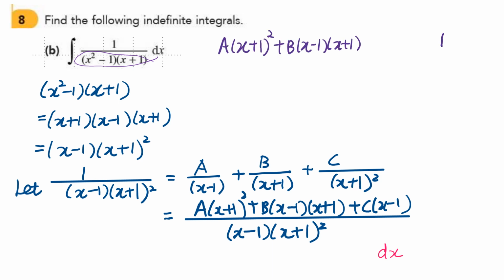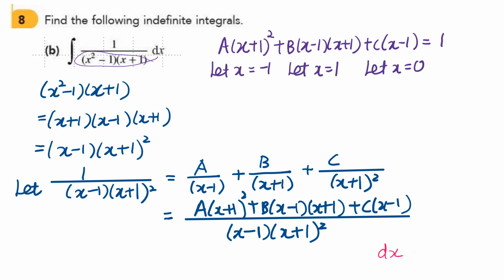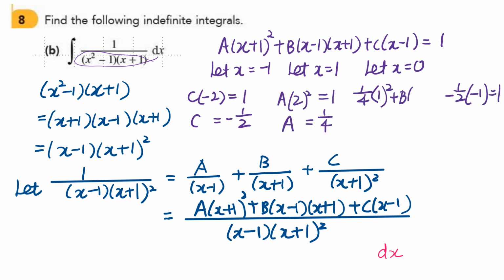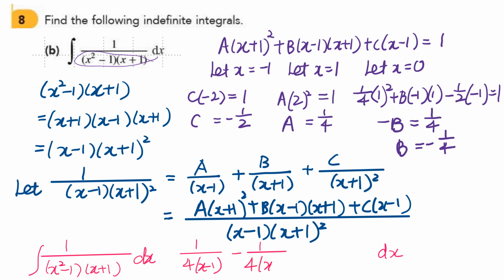Okay, then we're going on to find the unknowns a, b, and c. So for this we're going to use substitution. First of all, let x be negative 1, so you can eliminate a and b to find c. Then x equals 1 to eliminate b and c to find a. And finally, use the versatile number 0 to find b. And with that, you can plug in. So now we have 3 partial fractions, and we can just go ahead and integrate them.